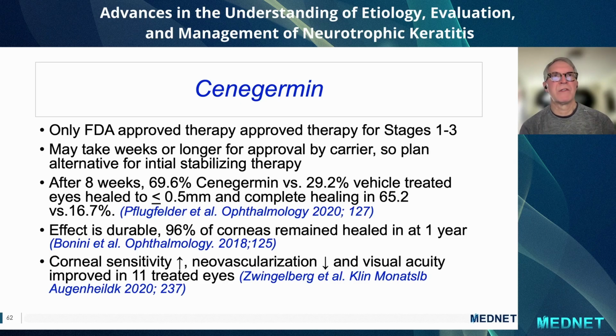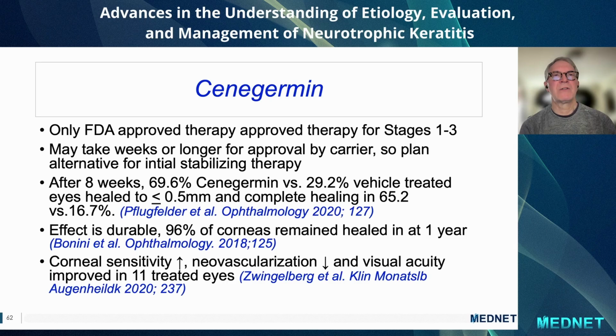And I was fortunate to serve as the PI for that study, the FDA registration study in the United States. And in the European registration trial, the effect was found to be durable, with 96% of corneas remaining healed at 1 year. And that's been my experience too.